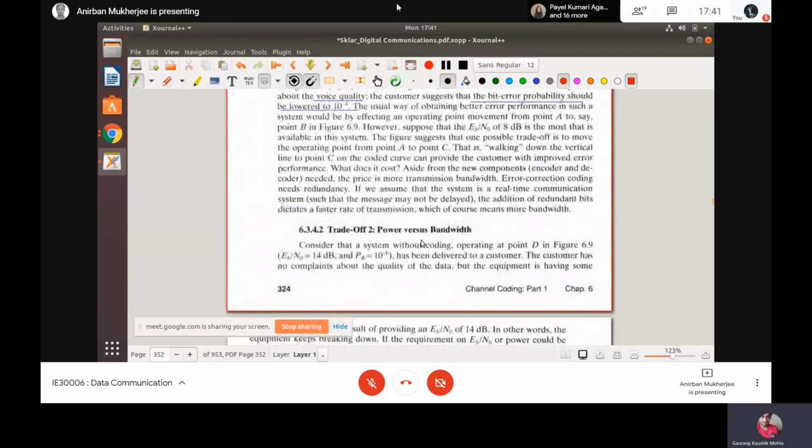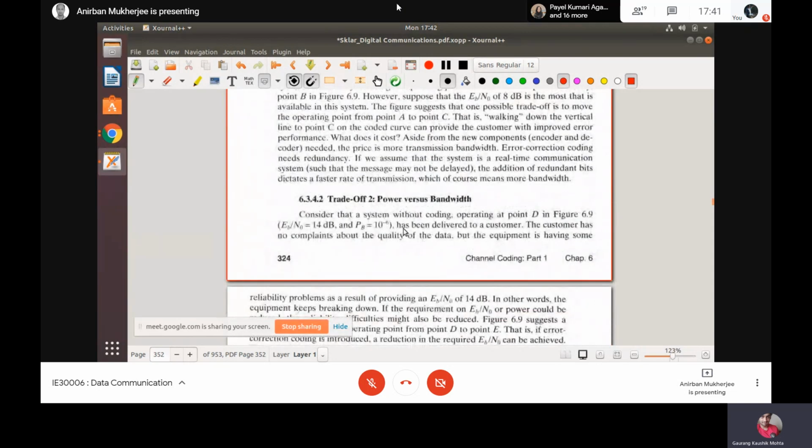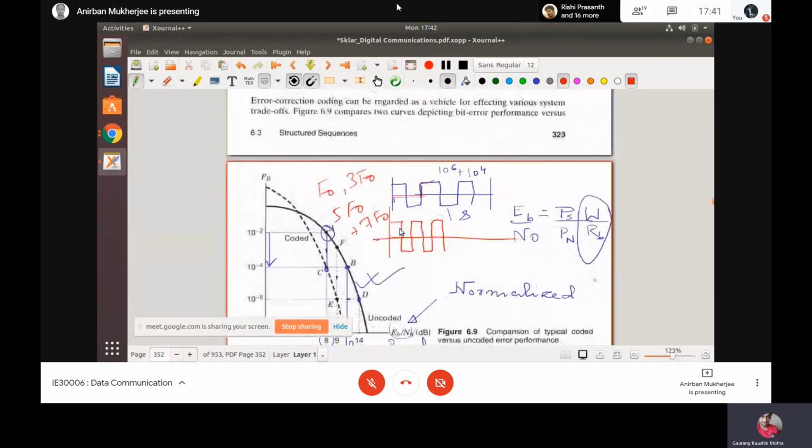Anyway, now another trade-off is power versus bandwidth. Say, consider a system without coding operating at point D. Okay.